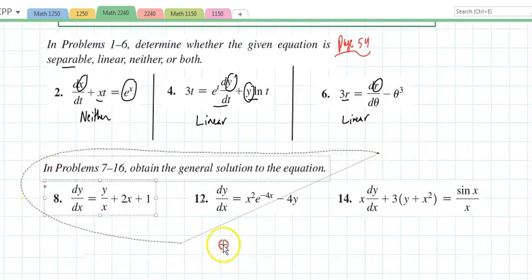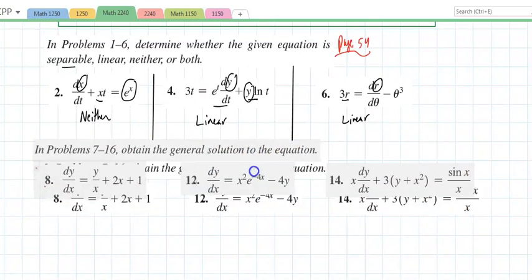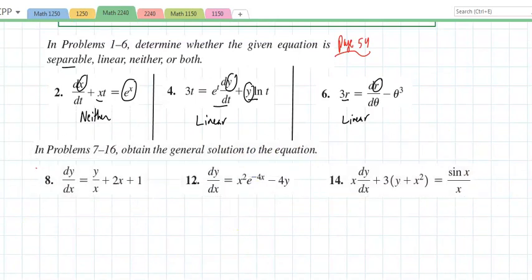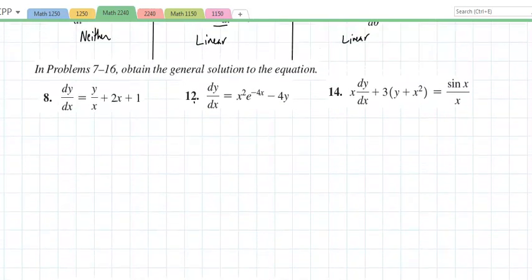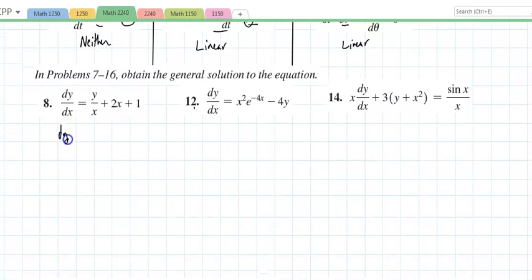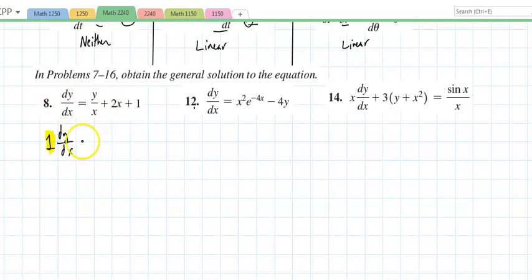Now, I want to solve 3 of these problems. It says, obtain the solution. You could use whatever method you want. So on number 8, I'm going to start with this, and let's see how this works. Remember how that setup worked up there? I want that to be a 1. I'm going to do that all throughout the course. So y prime minus y over x equals 2x plus 1. And notice, this is linear in y, and it is first order. That's why you really need to get those on one side.